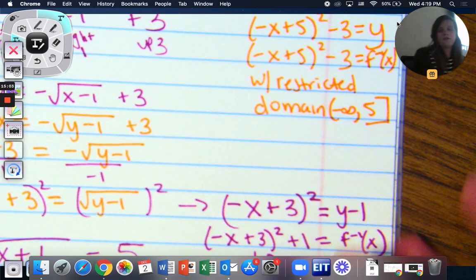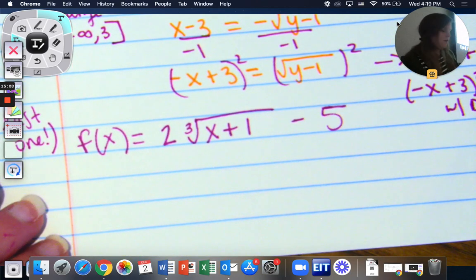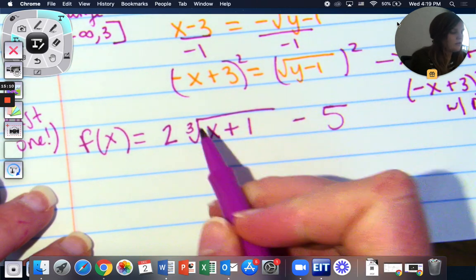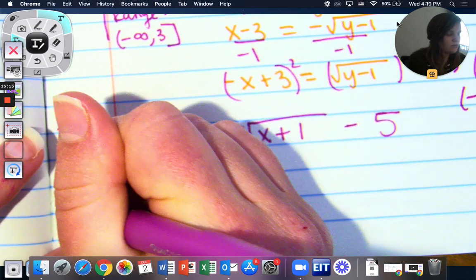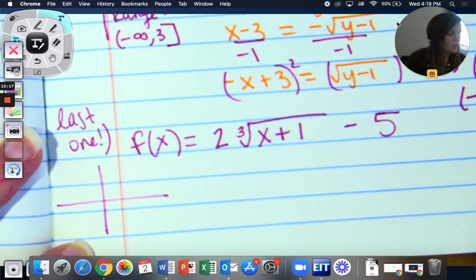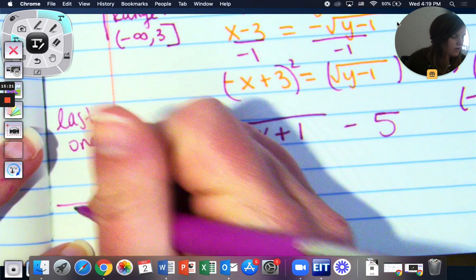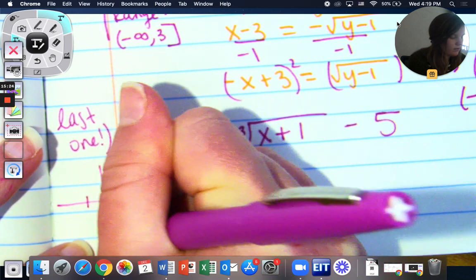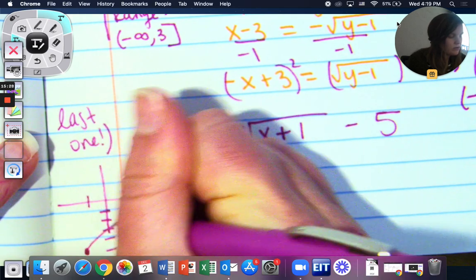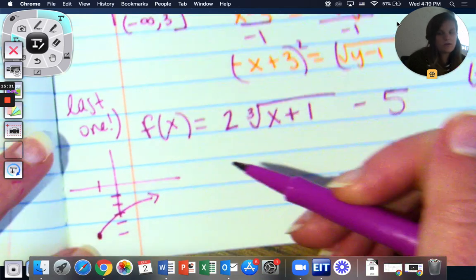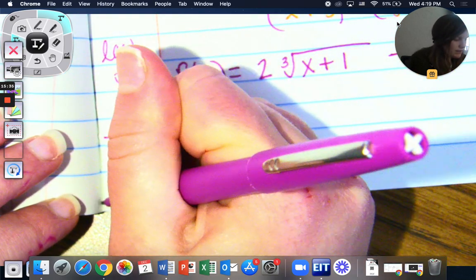So last one, again, pause the video and ask me any questions if you have them. Okay, so last one, notice we have a cubed root one. So what's nice about the cubed root ones, I'll do a rough sketch over here, is that even if it's been moved to the left 1 and down 5, 1, 2, 3, 4, 5. Remember, the cubed root are those like S ones, and that's the vertical stretch of 2, so it has been vertically stretched by 2. So it looks like this.